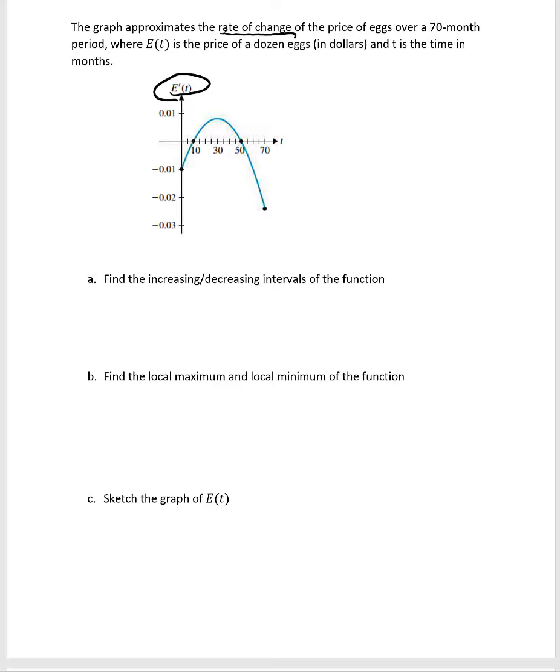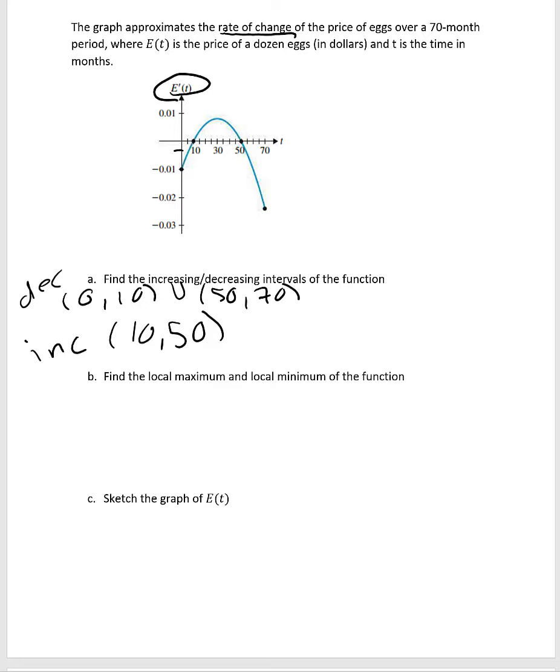We're starting with find the increasing, decreasing intervals. Right. So where does it start? It starts at 0, and at 10 you see it changes. It's at 0. So for this part, from 0 to 10, this was below the x-axis, so this was decreasing. Then from 10 to 50, it was above the x-axis, which is positive, which means the price was increasing. And then again from 50 until 70, it was below the x-axis, so it's decreasing.